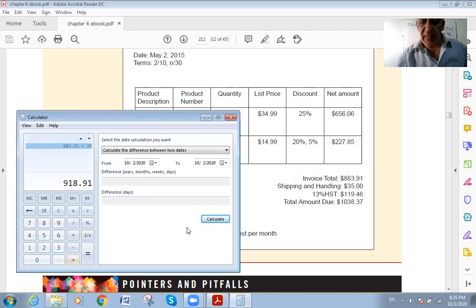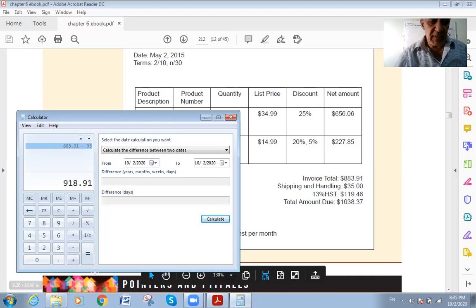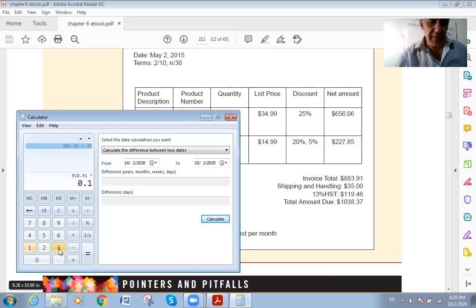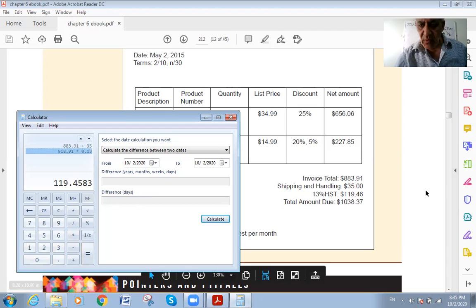So I will multiply both of them by the 13% of the HST. Multiply by 13%, 0.13, which is the HST. This will come exactly 119.458. Here, 119, as you see, sorry for that, 119.46. The reason is that he rounds the 5 into 6 because of the 8 here.